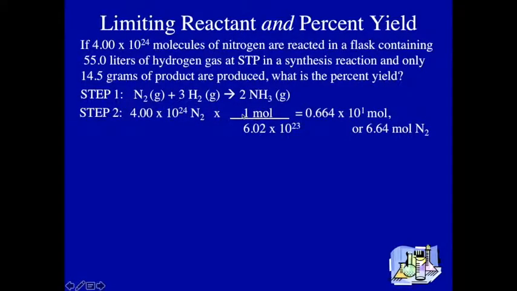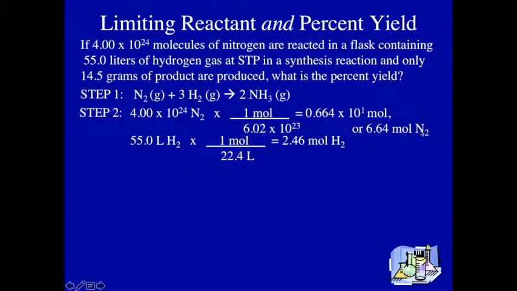And then I would multiply that. My conversion would be 1 mole over 6.02 times 10 to the 23rd particles. In this case, they would be molecules of nitrogen. That gives me 4 divided by 6, gives me 0.664 times 10 to the first, because I subtract my exponents, which would be the same thing as saying 6.64 moles of nitrogen gas.